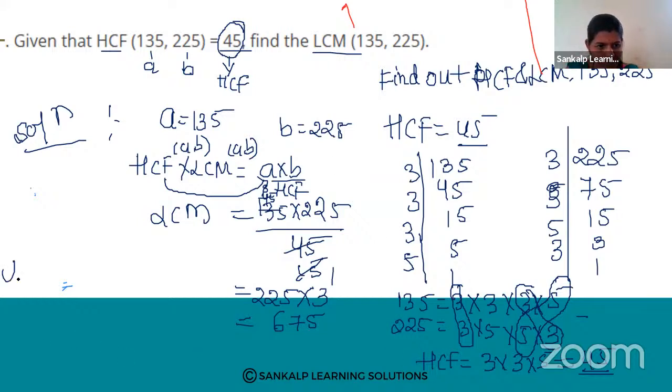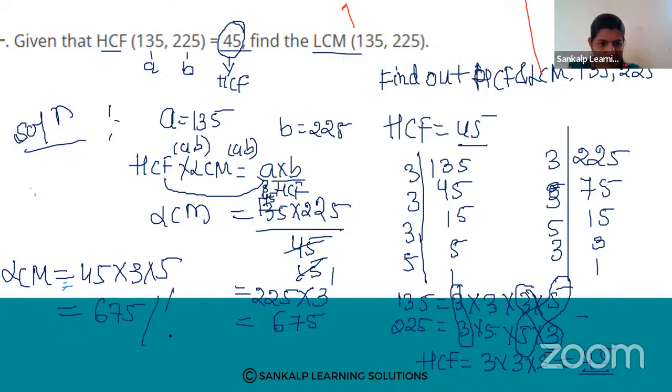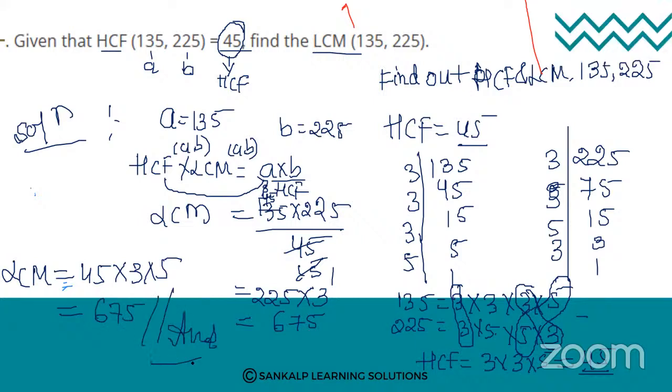LCM means HCF into remaining factors, right? So what is the HCF? 45. Remaining factors means here 3, here 5 into 3 into 5. So if you do the multiplication, you will get 600. Yes. This same question can be asked in this way, and in this way. Shall we move to next question?